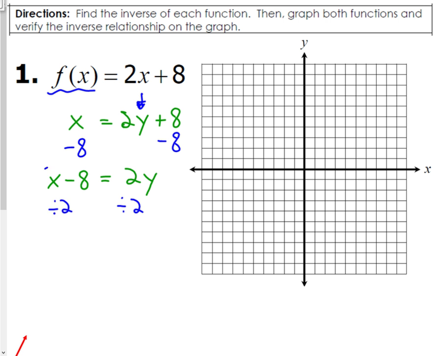Be careful when dividing by 2, you're dividing that entire left side of the equation by 2. So you'll be dividing the x by 2, that's just a 1/2 x. And also that -8 by 2, which becomes a -4. So we now have what we think is an inverse. We have y equals 1/2 x minus 4. We can go ahead and rewrite that in inverse notation if we like.